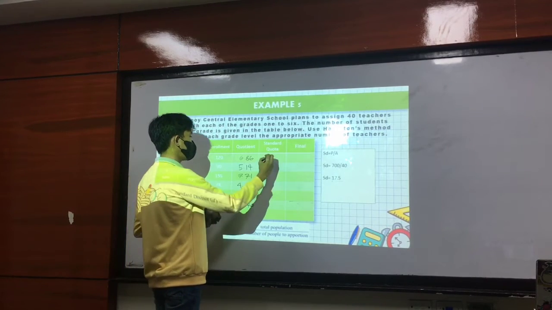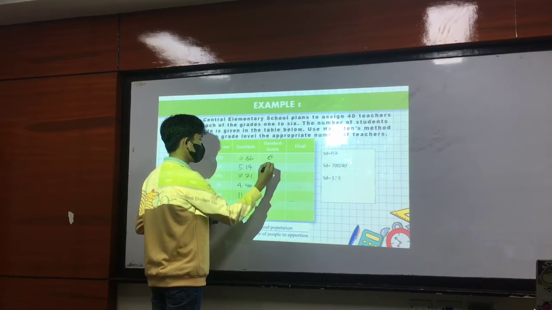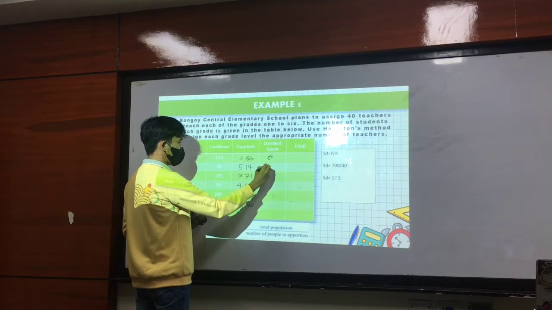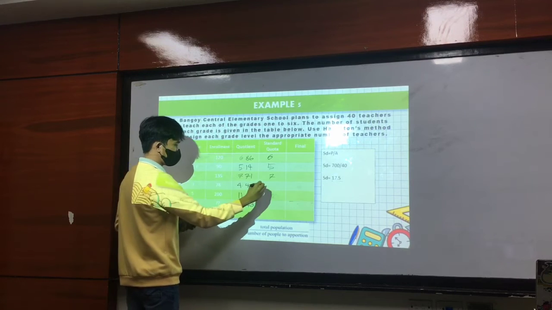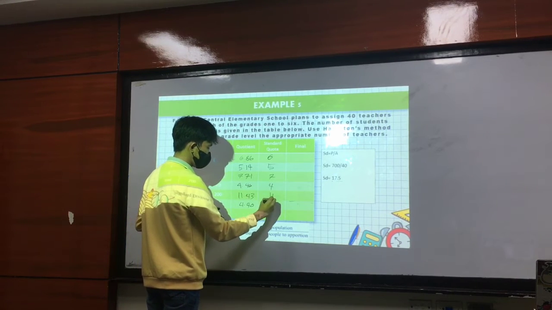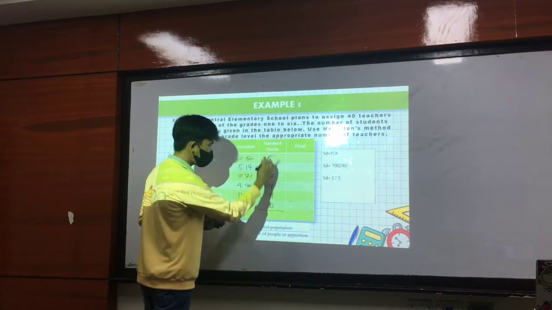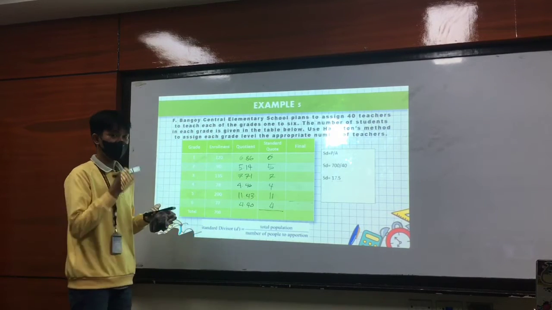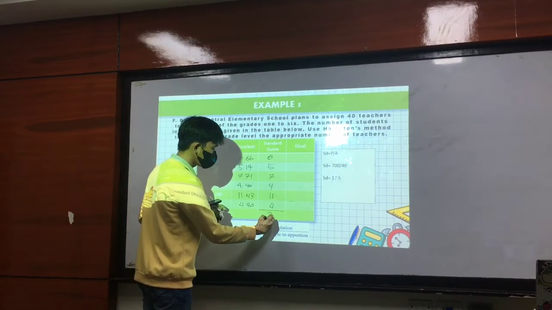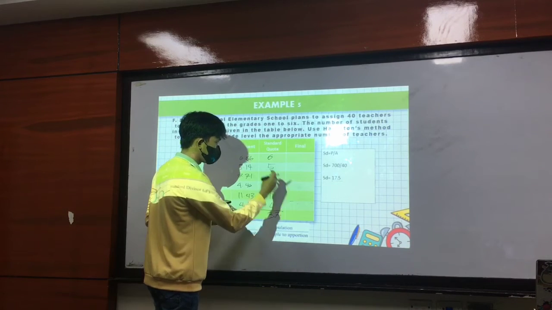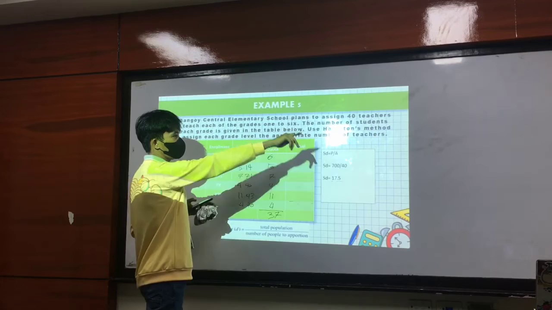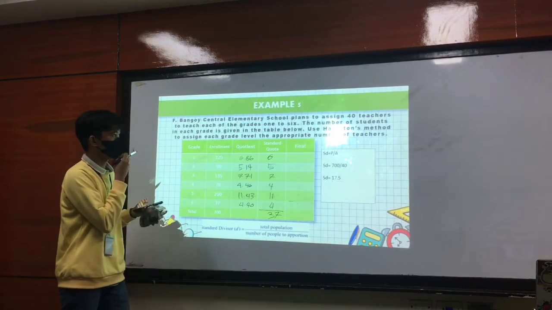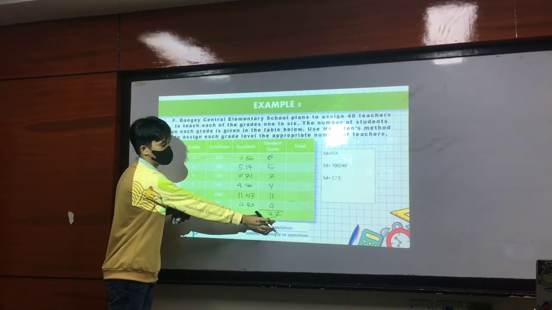So to find our standard quota here, we need to remove the decimal parts of the quotient. So grade 1 got 6, grade 2 got 5, grade 3 got 7, grade 4 got 4, grade 5 got 11, and grade 6 got 4. If we add this all, we got 37 for our standard quota. Notice here we got 40 teachers to teach each grade. So we got 37, so we need 3.